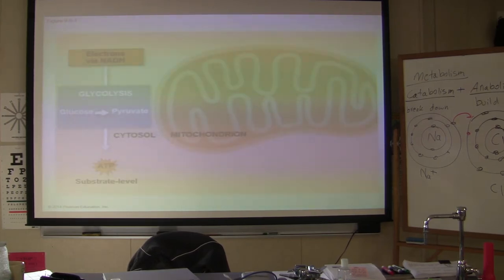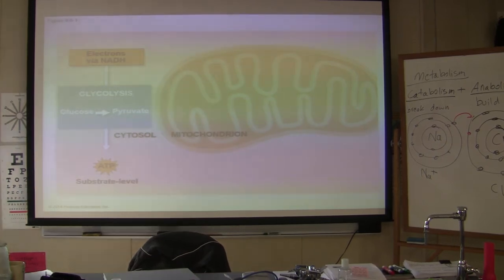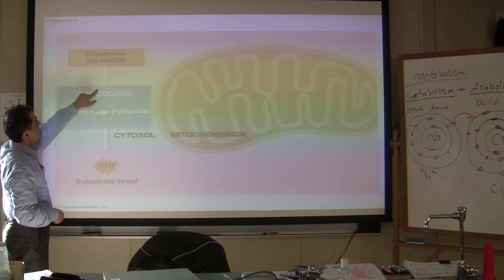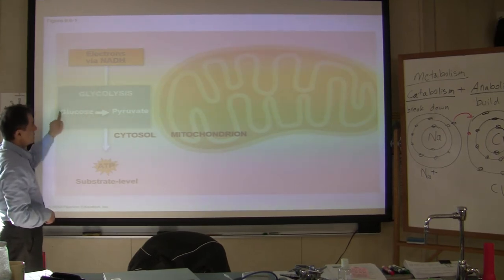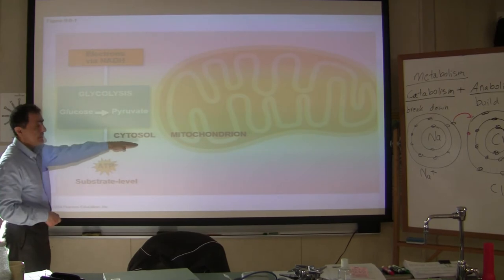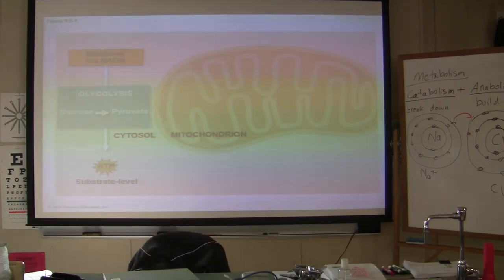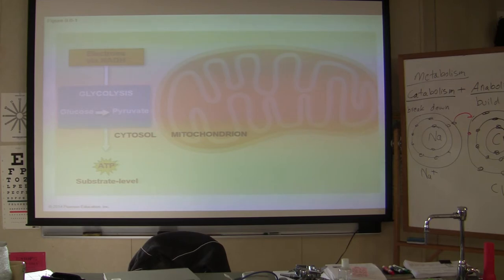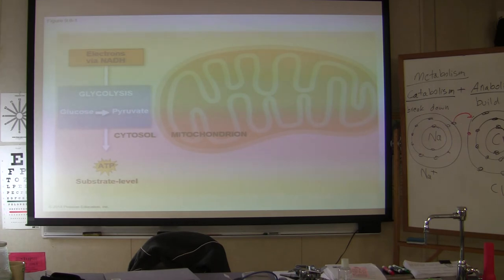Okay. Here is the big picture. This diagram shows electrons via NADH. In glycolysis, glucose breaks down to pyruvate. Where does this happen? Inside the cytoplasm of the cell. So inside of a cell, in the cytoplasm right here, a glucose molecule breaks down to pyruvate. Am I making some sense? Not in the mitochondria. That does not happen. Quiz question, often every semester, quiz or exam question: where does glycolysis occur? In the cytoplasm of the cell, the cytosol.